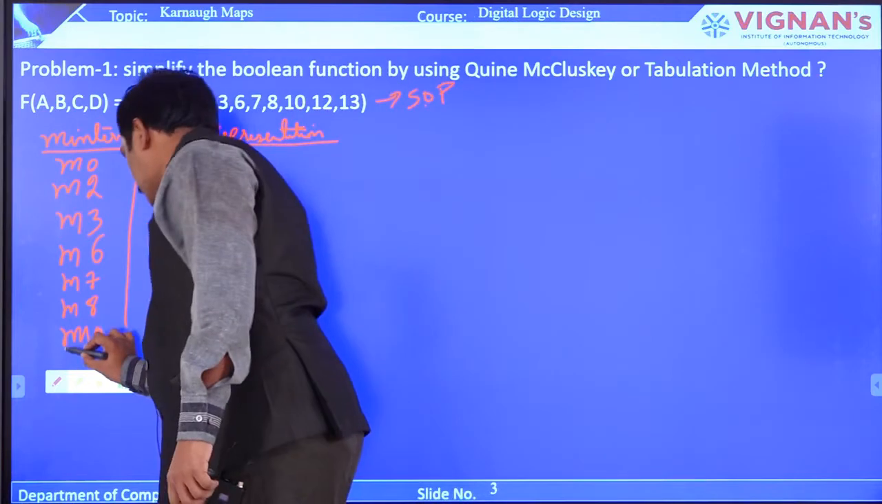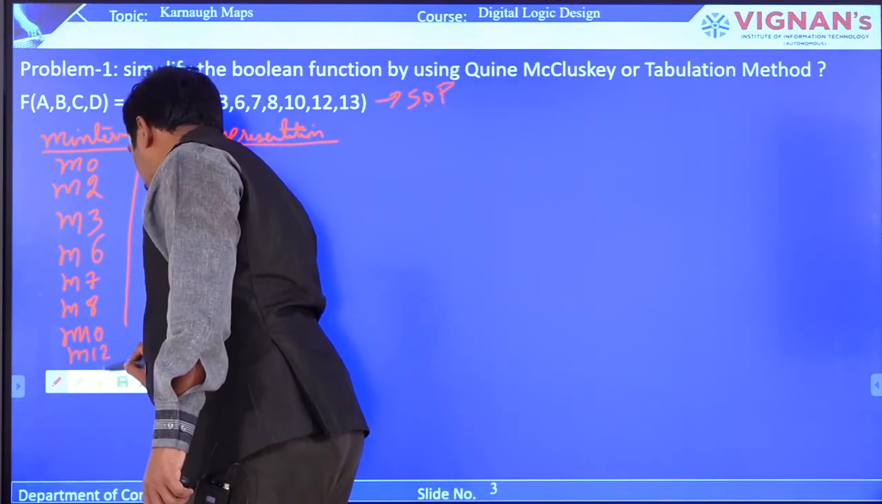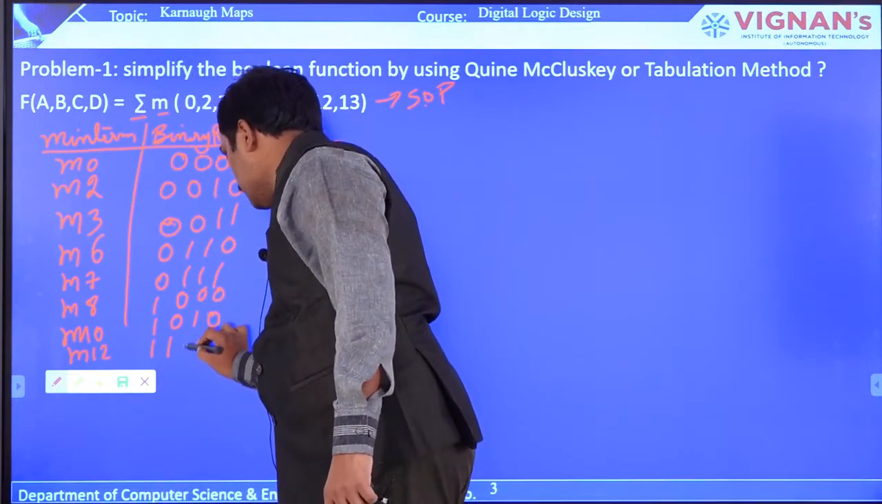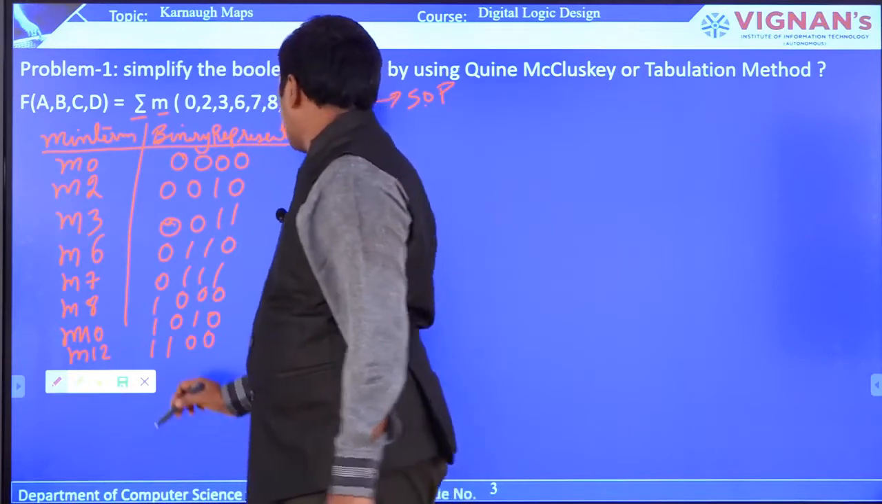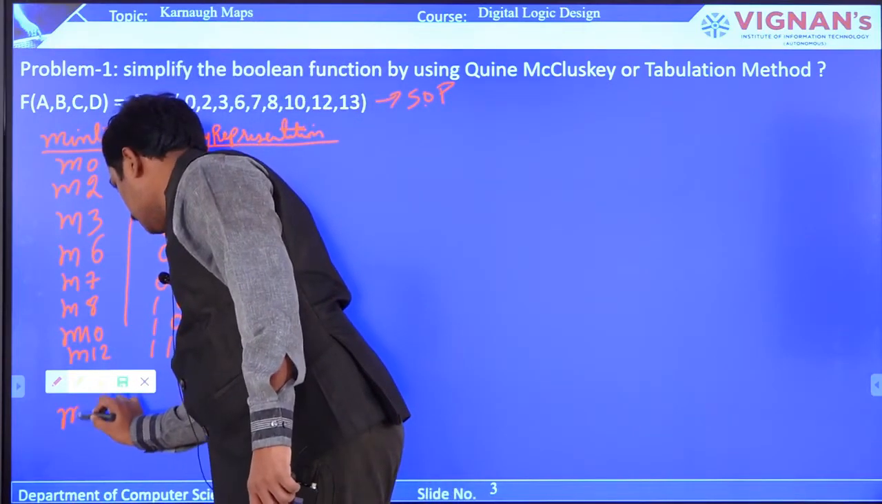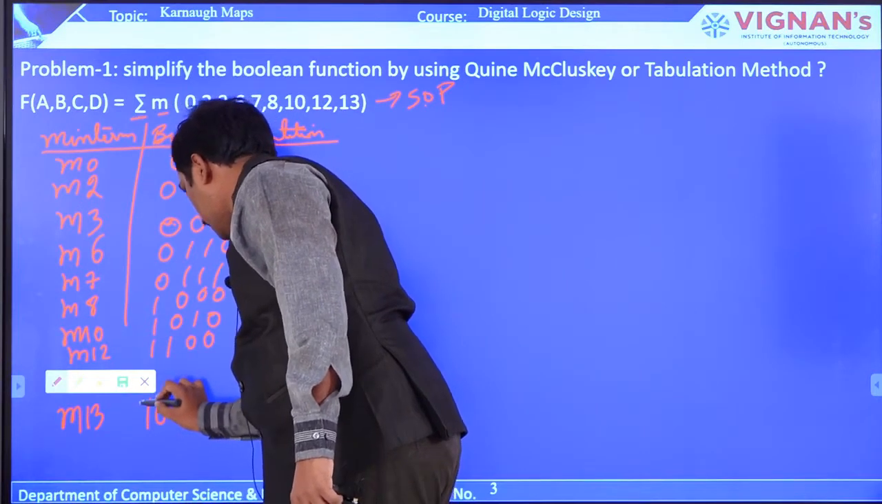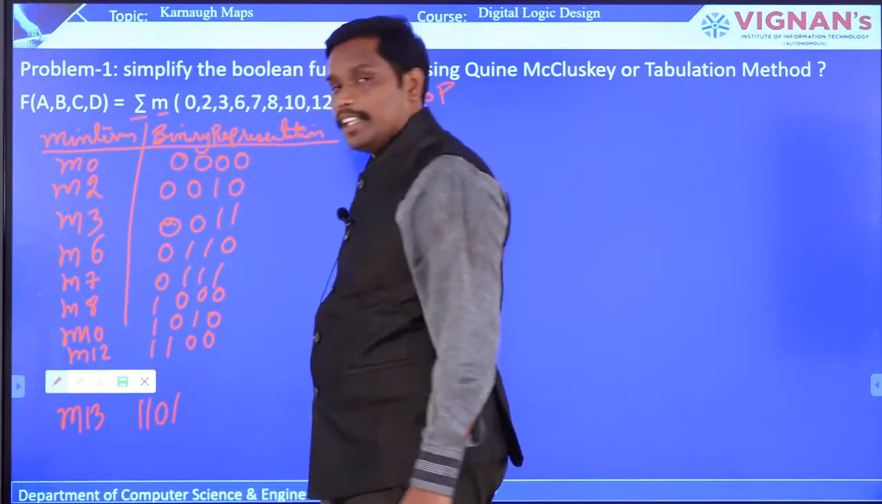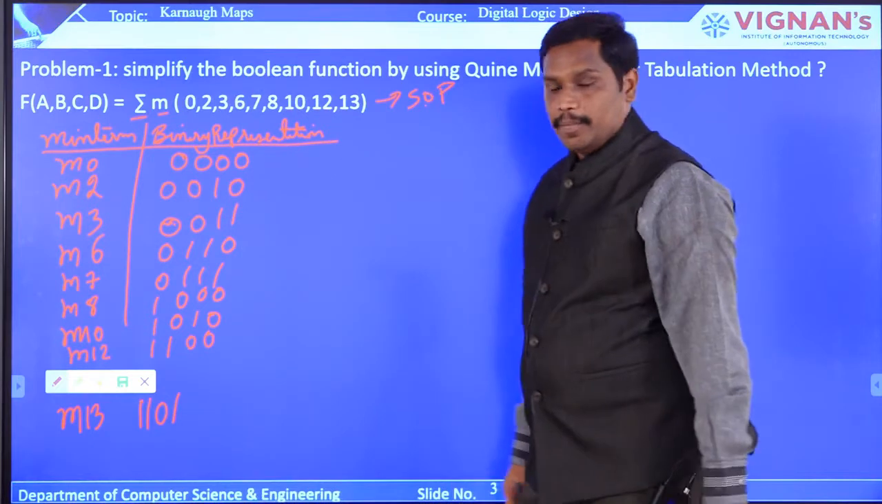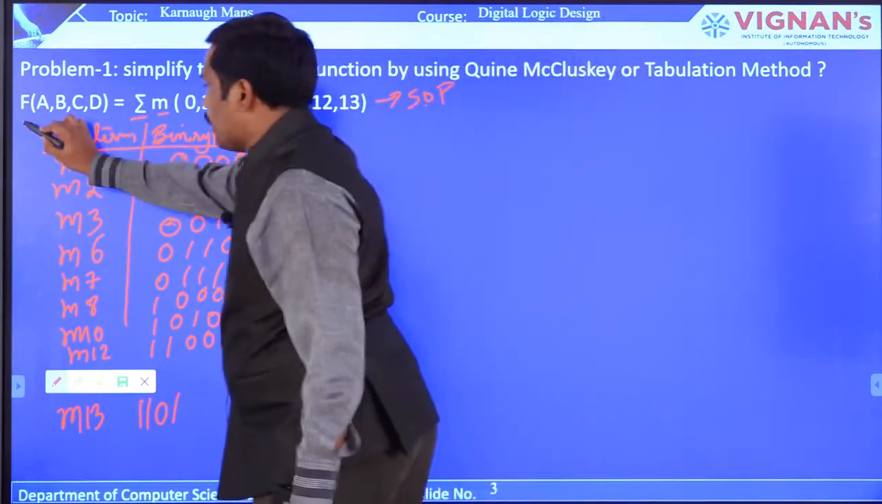And then M12, you are going to write 1, 1, 0, 0. And then finally M13, which is 1, 1, 0, 1. That is the representation of min terms, right? So this is the step number 1, right?